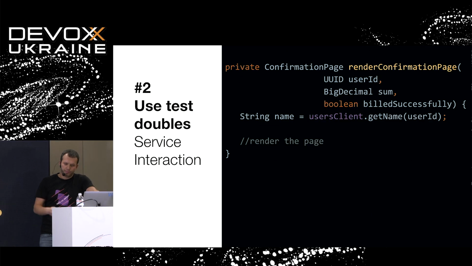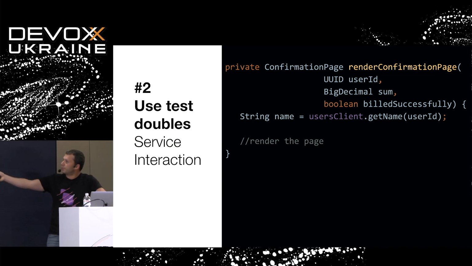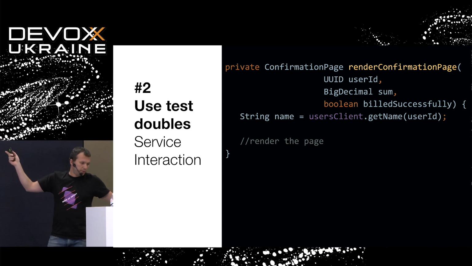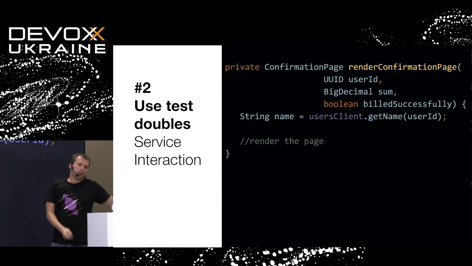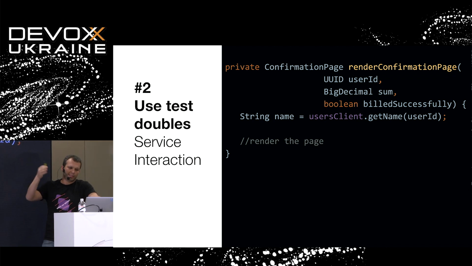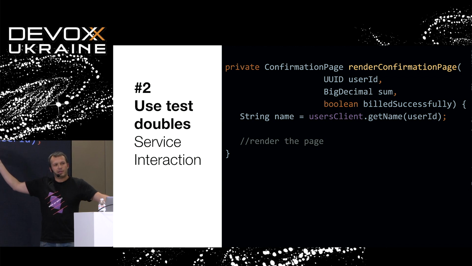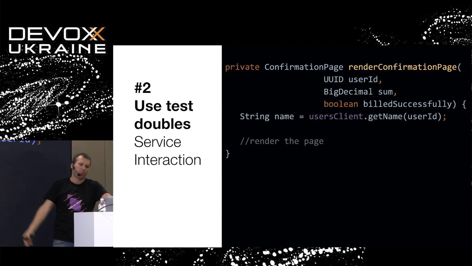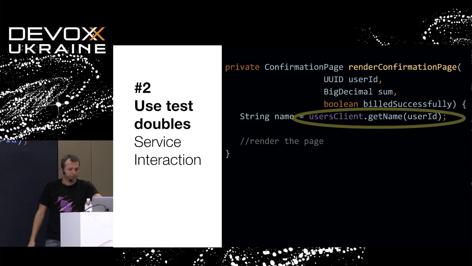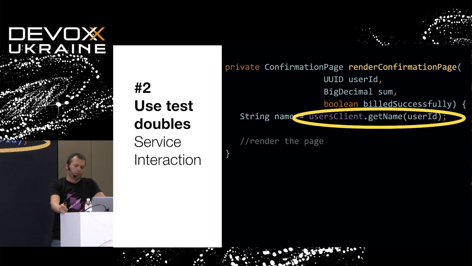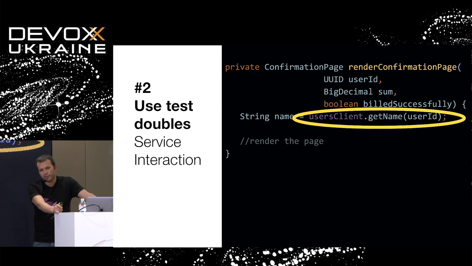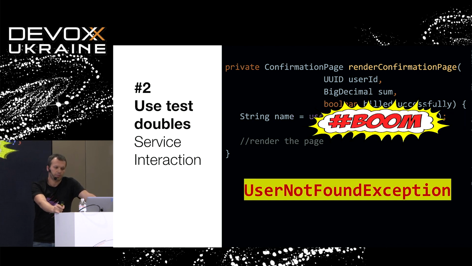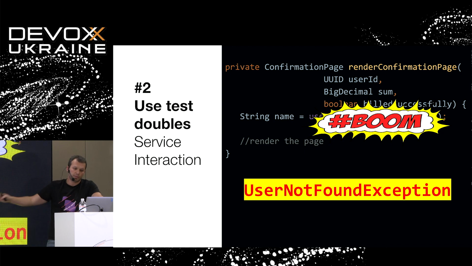But the problem here is that the render confirmation page looks like this. The first line here, we are trying to get the name of the user. Now, if we use the test double, we said given user with this user ID and a name. So when we get to this line, we'll get the name and everything works. This is green. But the problem is that in production, we can't get the name of a blocked user. So it will explode with the user not found exception.